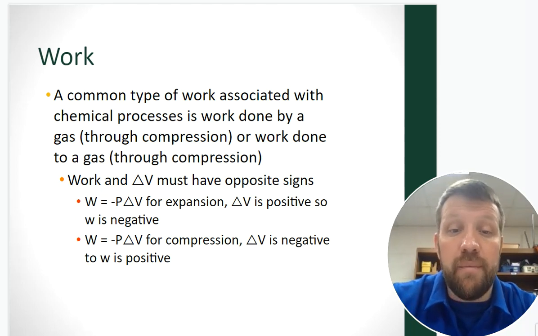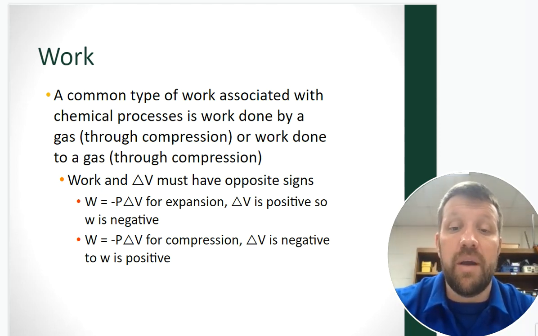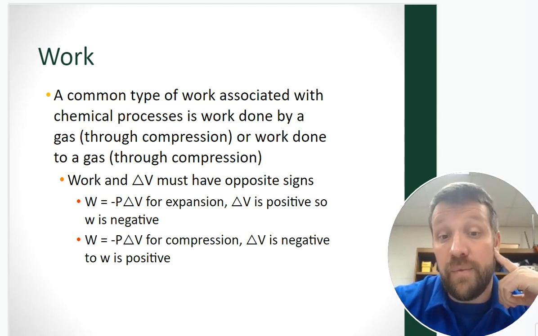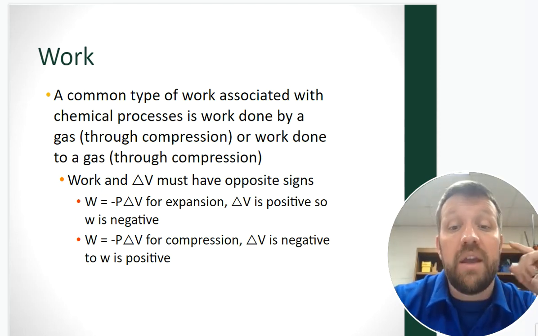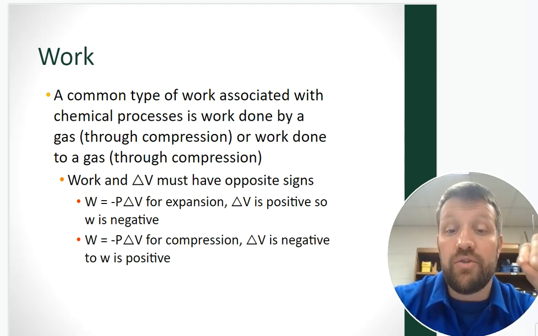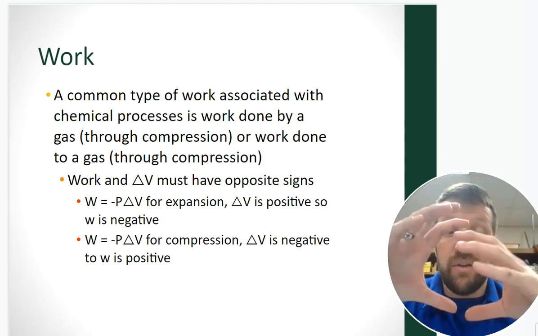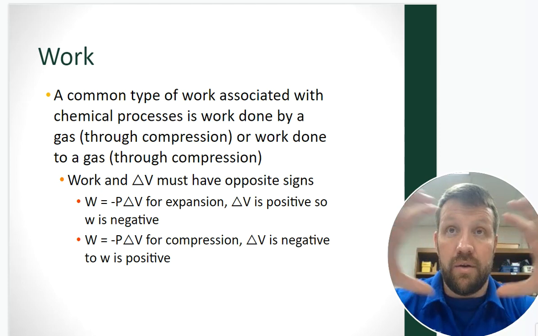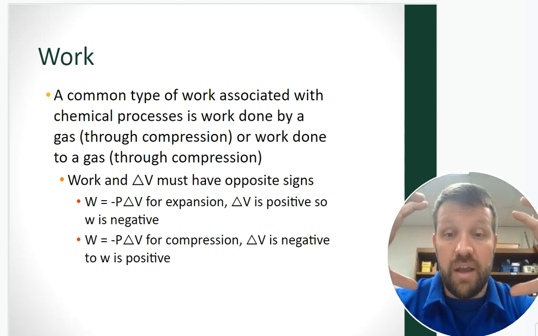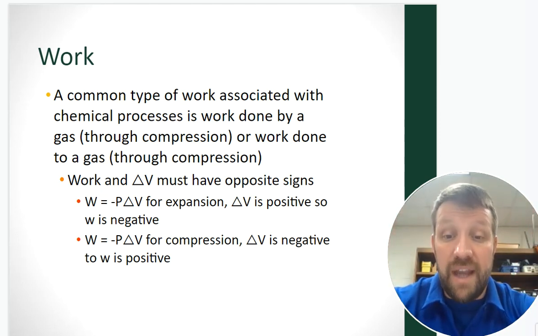So work and delta V must have opposite signs, and I think that's really important. Work going into or out of the system is something we want to make sure we note here. So we see W equals negative P delta V. What that means is the work equals the pressure times the change in volume, and that's going to be in the opposite direction of the change in volume. So if delta V expands, if it's moving outwards, then something had to happen to cause that expansion, and the work is going to be negative there.